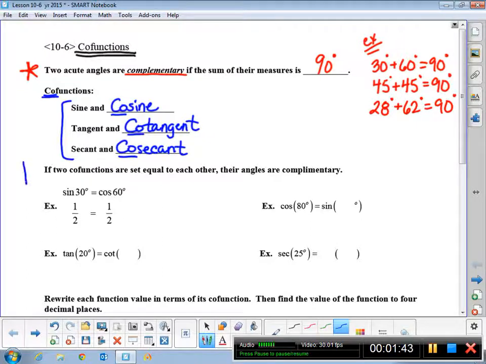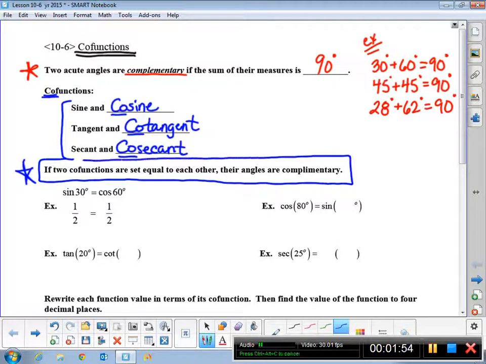And here's the big part of the lesson. This is it right here. If two cofunctions are set equal to each other, then we know that their angles are complementary. So let's look at some examples.